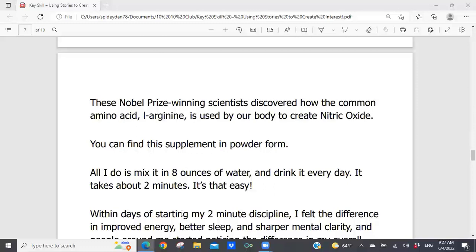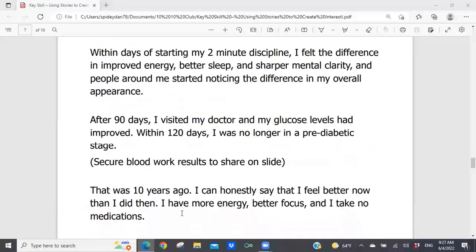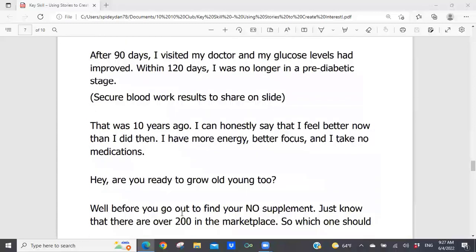It's that easy. Within days of starting my 2-minute discipline, I felt the difference in improved energy, better sleep, and sharper mental clarity. And people around me started to notice the difference in my overall appearance. After 90 days, I visited my doctor and my glucose levels had improved. Within 120 days, I was no longer in a pre-diabetic stage. That was 10 years ago. I can honestly say that I feel better now than I did then. I have more energy, better focus, and I take no medications.